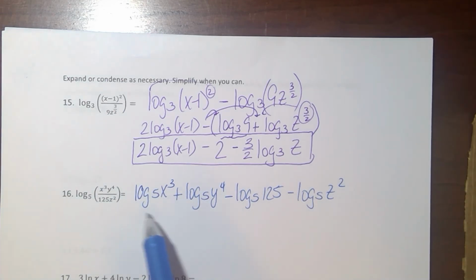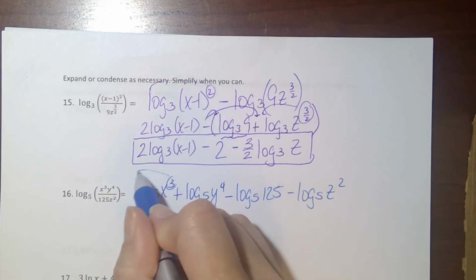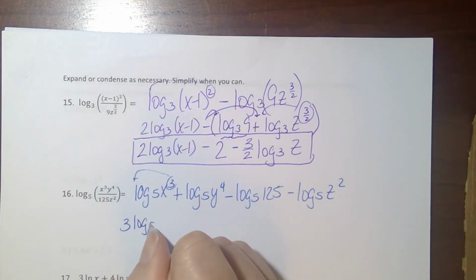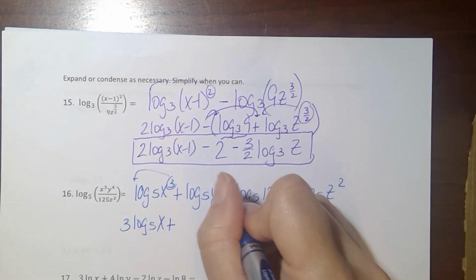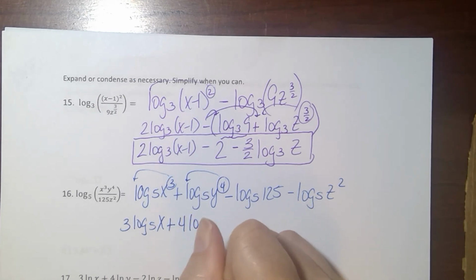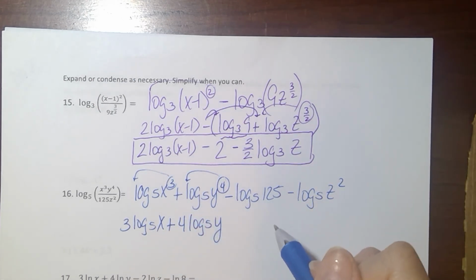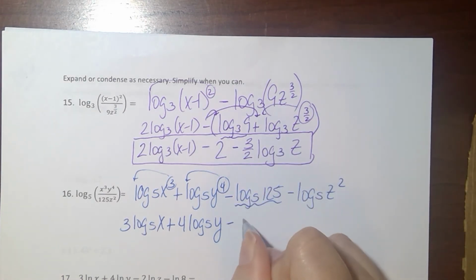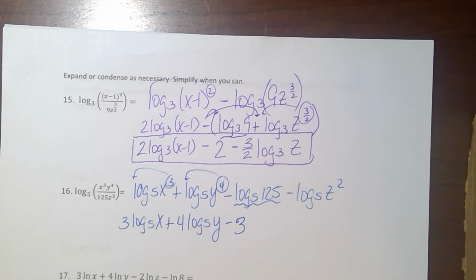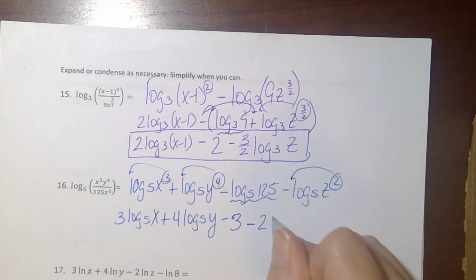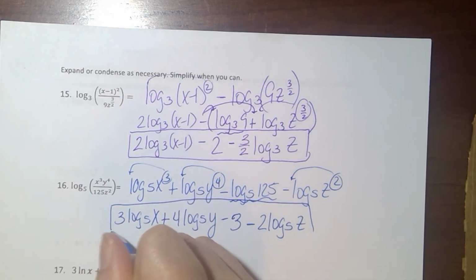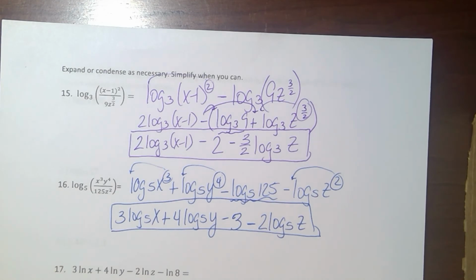Now, what can I simplify? Well, first term, I can use my power rule. So that's 3 log base 5 of x plus second term, I can use my power rule. So 4 times log base 5 of y. Third term, I can simplify. What's the exponent of 5 that gives me 125? Well, 5 cubed. So that simplifies to be 3 minus, and then again with the power rule, 2 times log base 5 of z. That's all I can do. I have fully expanded that log statement.